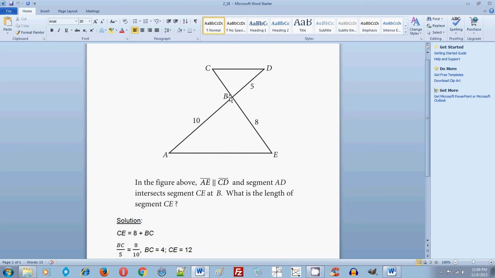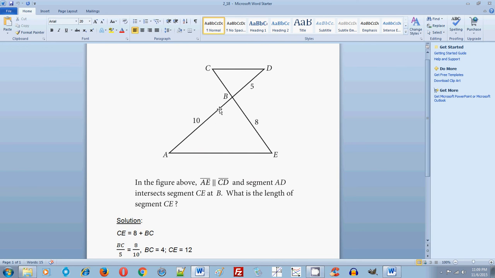Whatever happened to BC in order to increase or decrease it to become BE, the same thing happened to BD to either increase or decrease it to BA. In other words, there was a constant that transformed BC into BE, and a constant that transformed BD into BA. So this is what similarity is.